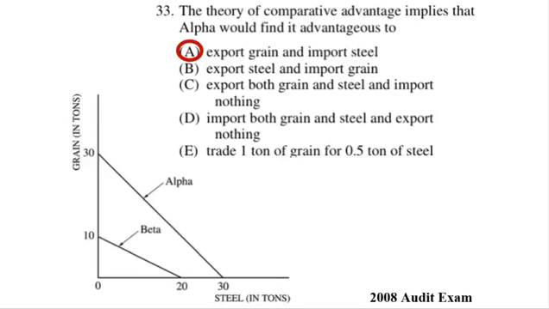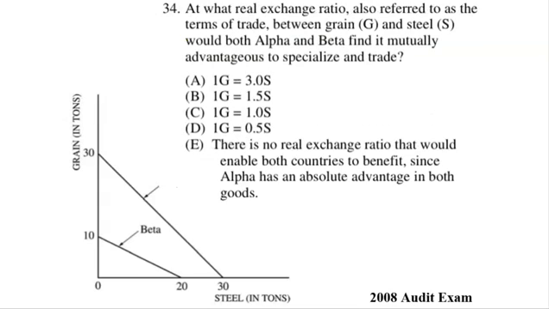All right, for this one, you should have found out that A, they should export grain and import steel. We're going to stay with this particular graph for one more question over here. At what real exchange ratio, also referred to as terms of trade, between grain and steel would both alpha and beta find it mutually advantageous to specialize and trade? Remember, you're going to look at what's in between the per unit opportunity costs for this. We'll go ahead and pause the video and come back with the correct answer.